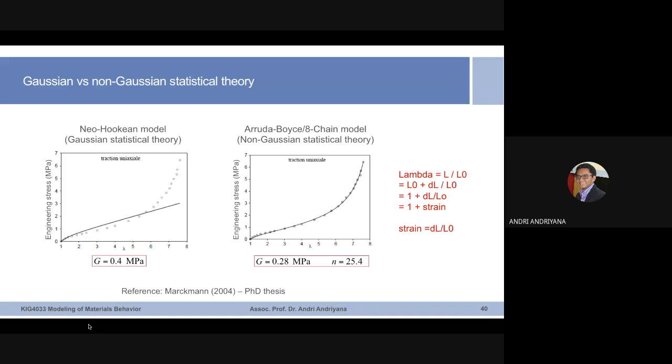From the strain energy, we can directly compute the value of engineering stress and true stress. So this is the step, the flow, of how people develop mathematical equations. I have shown you the simple case of Neo-Hookean, which was developed using Gaussian statistical theory. It works well up to moderate strain, but for larger strain, you need more sophisticated theory, and this is provided by non-Gaussian statistical theory. All right.